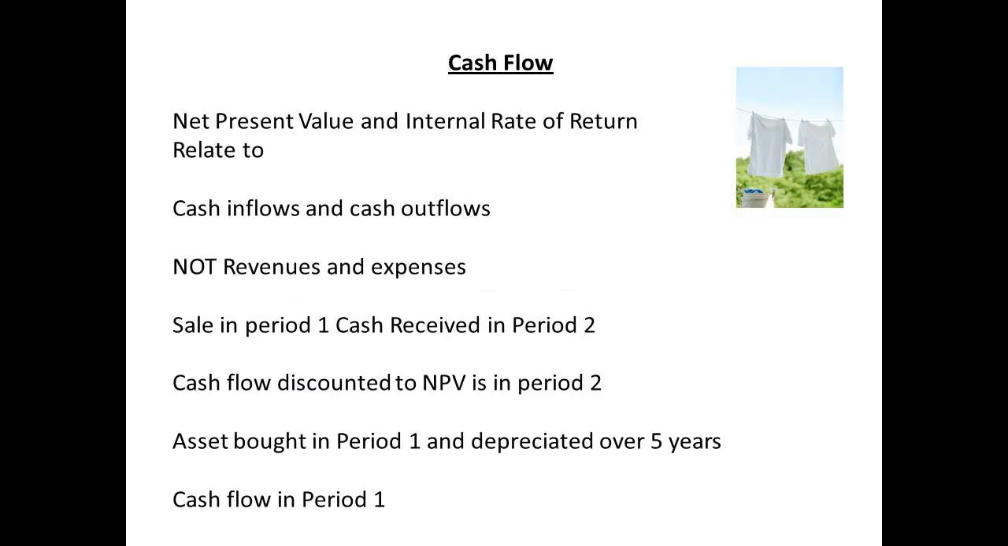Calculations of net present value refer to cash flow, and we must make the distinction between cash flow and revenues and expenditure. If a sale is made in period 1 and cash is received for that sale in period 2, then the cash flow that is discounted is the figure for period 2. Similarly, an asset purchased in period 1 and depreciated over 5 years will have the full sum as a cash flow in period 1.